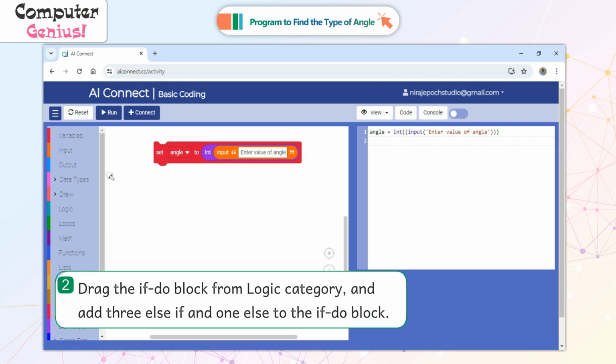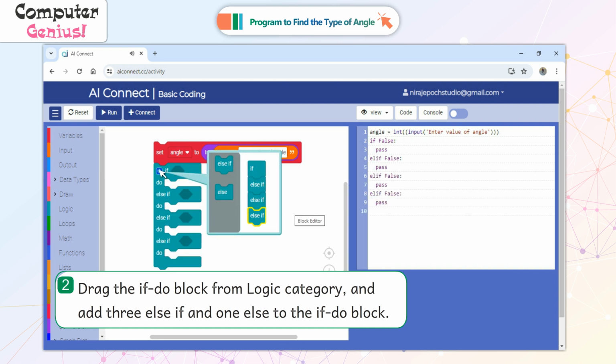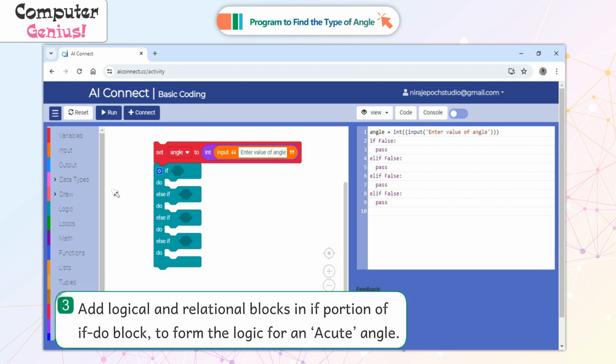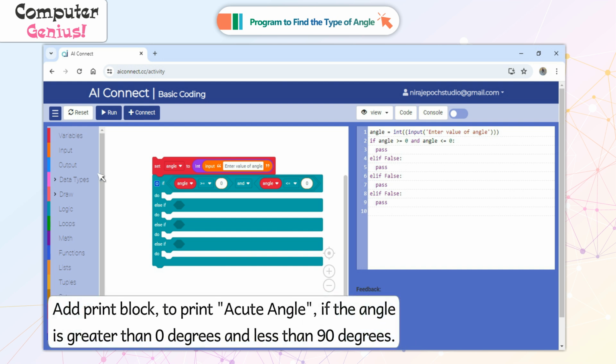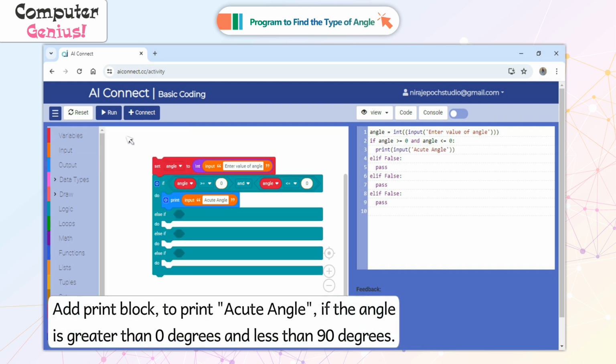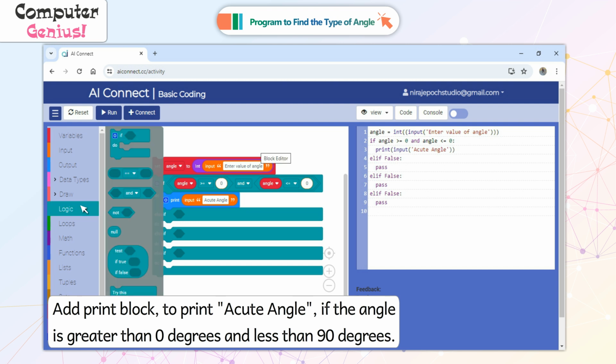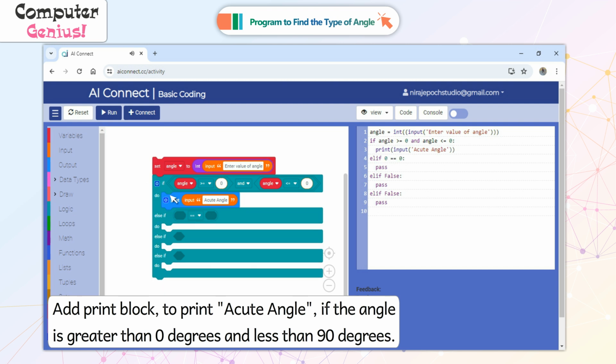Step 2. Drag the if-do block from logic category and add 3 else if and 1 else to the if-do block. Step 3. Add logical and relational blocks in if portion of if-do block to form the logic for an acute angle. Add print block to print acute angle if the angle is greater than 0 degrees and less than 90 degrees.